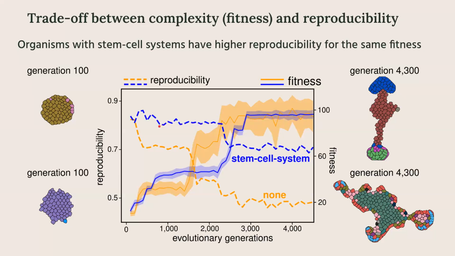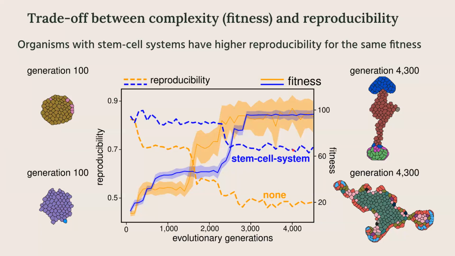However, if we look at reproducibility, at the beginning of simulations both simulations have organisms with reproducible morphologies, because the organisms have trivial reproducible morphogenesis. If we look at the organisms at generation 100, they're very simple shapes. And if you have a simple shape, you can make that simple shape every time, so you're obviously going to be reproducible. However, as complex morphogenesis evolves, the decline in reproducibility is much stronger when there is not a stem cell system compared to when there is a stem cell system.